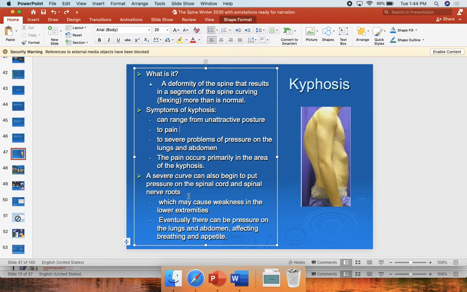Yes, a severe curve can also lead to some of that radiculopathy. If you decrease that intervertebral foramen, I hope you can begin to imagine a scenario where if you limit that enough and then you introduce some lateral flexion or some extension, essentially you could induce a radiculopathy because of a kyphosis.